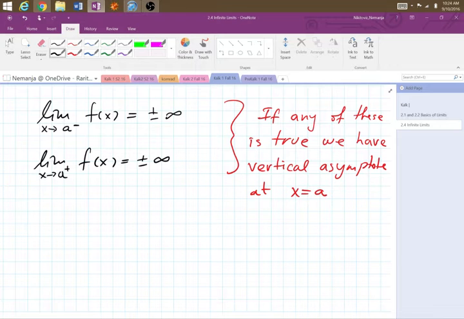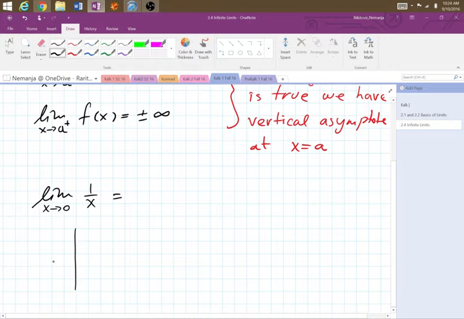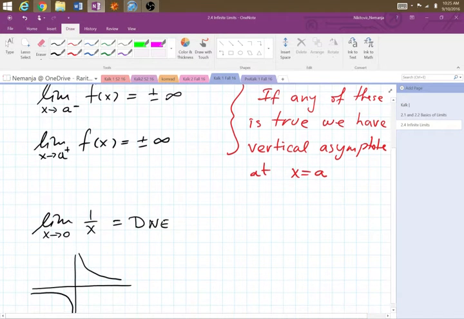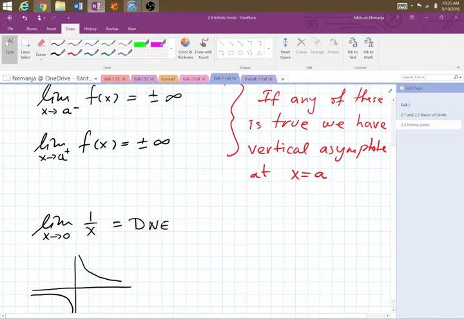So we start with 1 over x. That's the standard first example. So you have the limit as x goes to 0 of 1 over x. Well, we know that the limit doesn't exist there, because if you look at the graph, you see that the left and the right limits do not agree. So we know that the limit does not exist. But that doesn't violate our definition for vertical asymptote, because for vertical asymptotes, you are supposed to check one-sided limits, not the overall limit at 0.